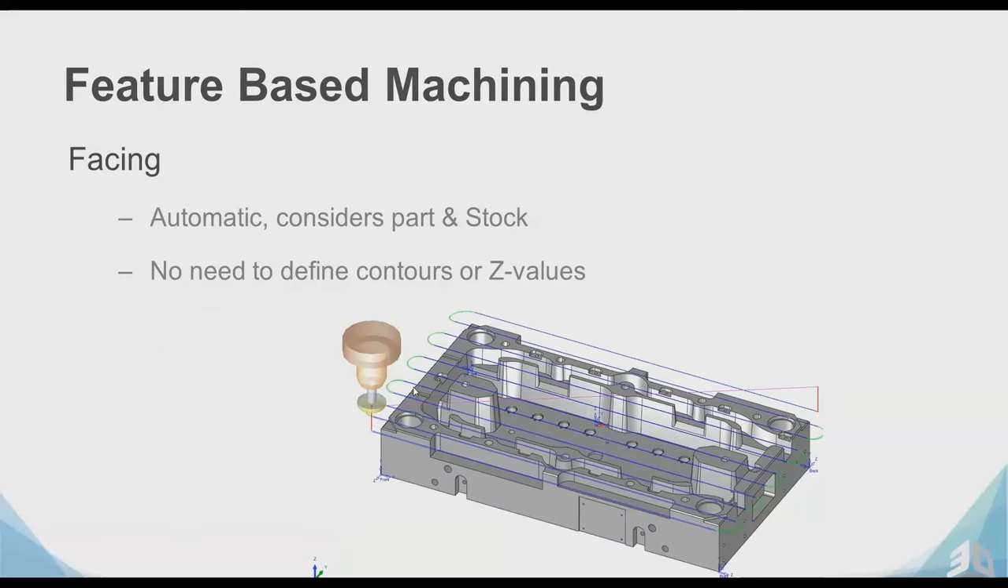Starting with the facing procedure, this is so easy. The user needs to define nothing. No Z values, no contours. The stock is known, the part is known. The user needs just to specify the tool and the cutting conditions, and then the algorithm calculates everything automatically.